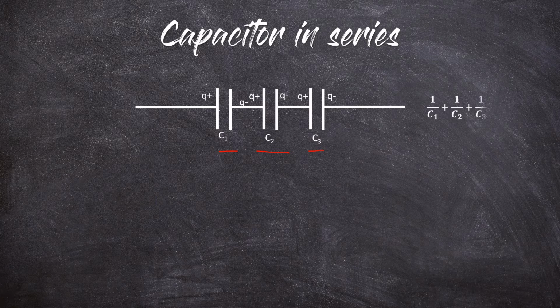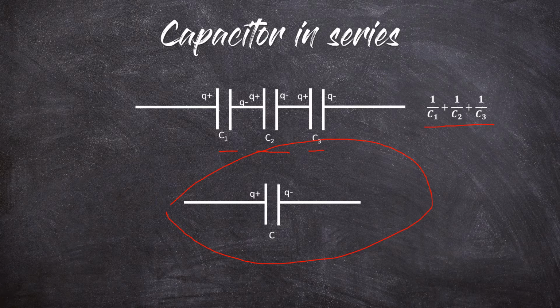Here this is the actual mathematics of capacitors, how capacitors are arranged in series. So 1 by c1, 1 by c2, 1 by c3. And this is the single capacitor, meaning this is the arrangement of three capacitors as a single capacitor.